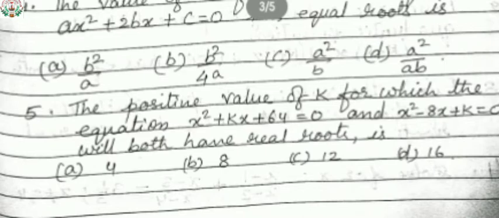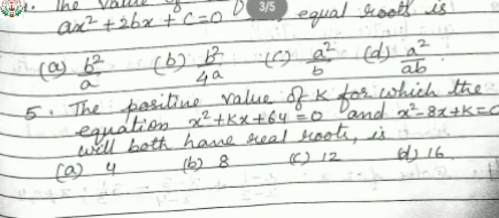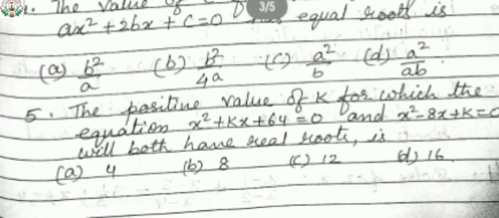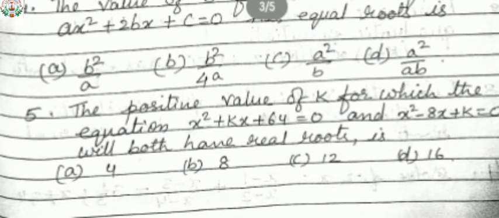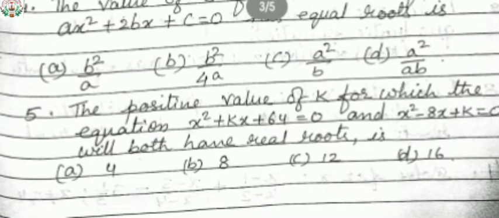Where D equals 0. And the same way, go for the second quadratic equation, that is x square minus 8x plus k equals to 0. There also you find the discriminant, that is b square minus 4ac. And the discriminant again equals to 0, because both have equal roots, it is given. So D equals to 0 in both the cases. So simplify and get the value of k.